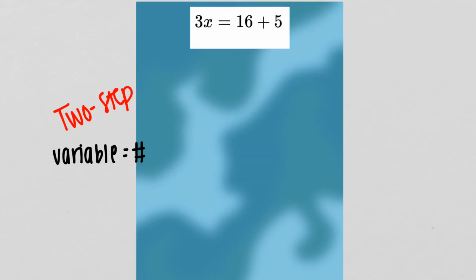So we're now moving into 2-step equations, and it's still the same goal. We still want the variable to equal a number.